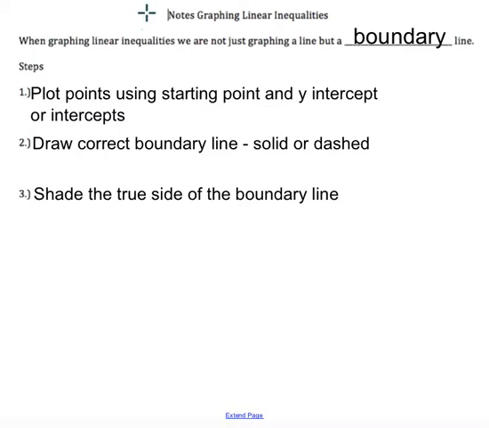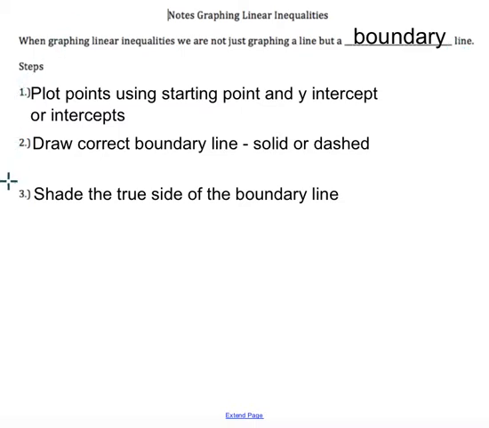In this video, we are covering the notes for graphing linear inequalities on a coordinate plane. When graphing linear inequalities, we are not just graphing a line, but a boundary line. This is similar to graphing inequalities on a number line with open and closed circles. But now we're graphing two variables, and so it's a linear inequality on a coordinate plane.